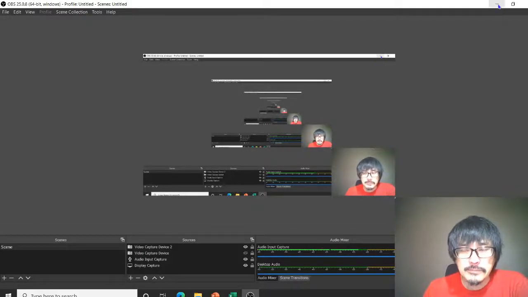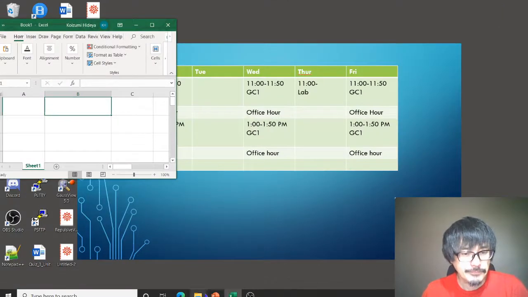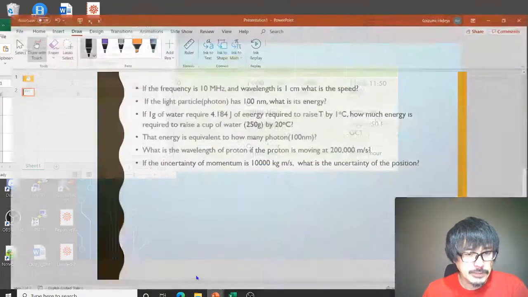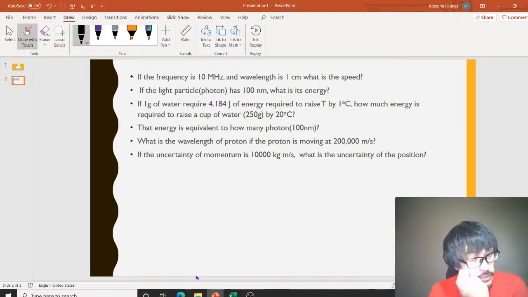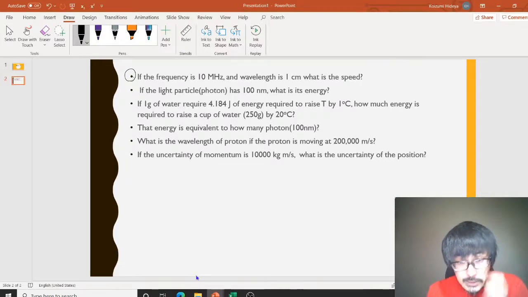Alright, so let's do helper number 4. The set of problems that I want you to actually work on is these guys. So let's do question 1. The frequency is 10 megahertz, and the wavelength is 1 centimeter.